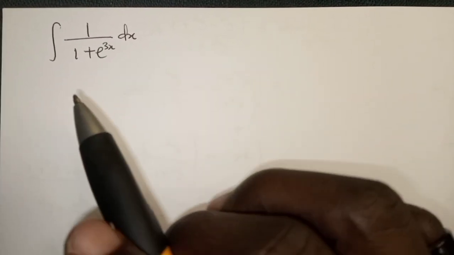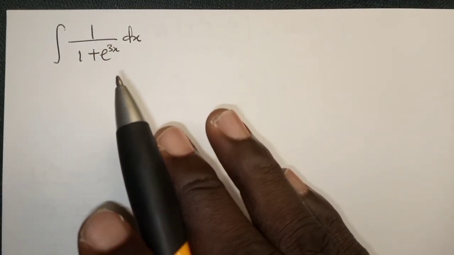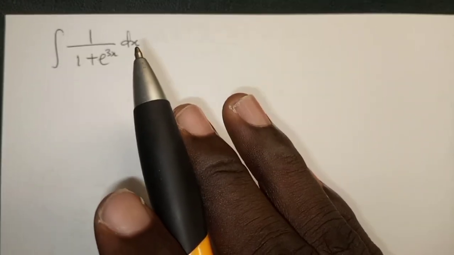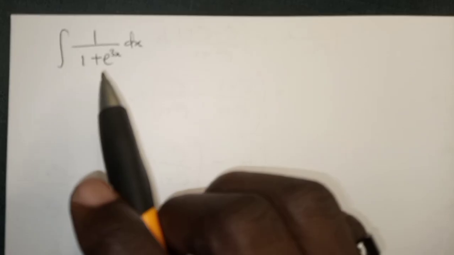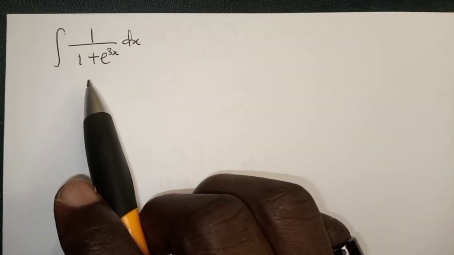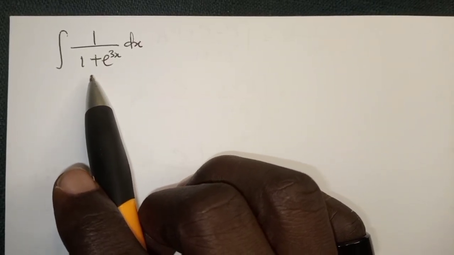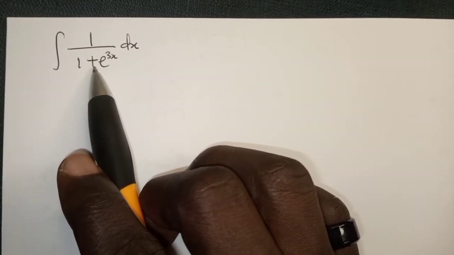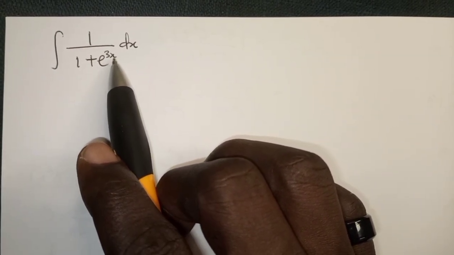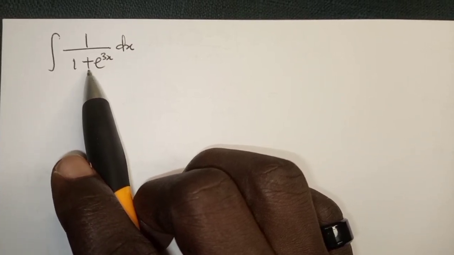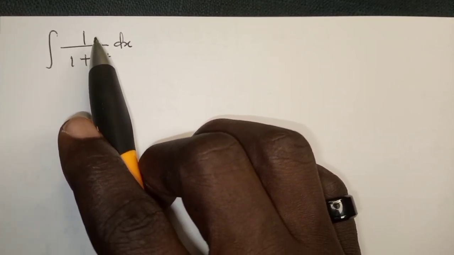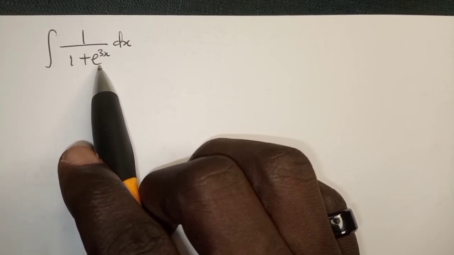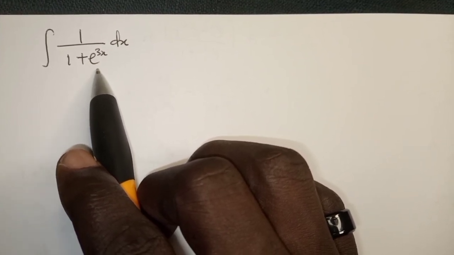In order to solve this, we need an additive inverse. Now, how you'll be able to determine it: it's by the denominator. Here, the denominator is 1 plus e exponent 3x. So the difference between the numerator and the denominator is the additive term.